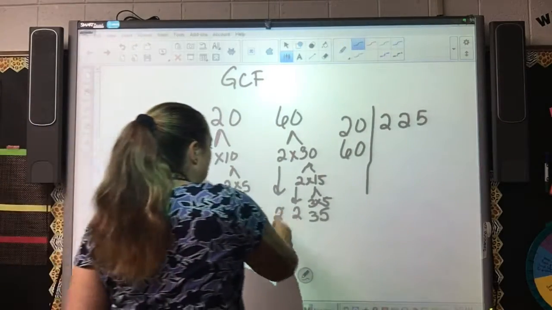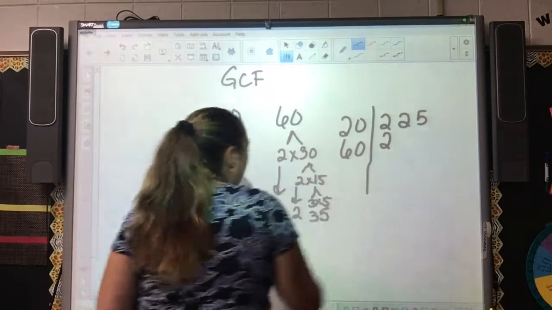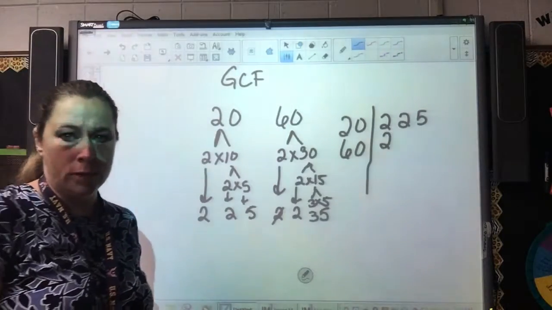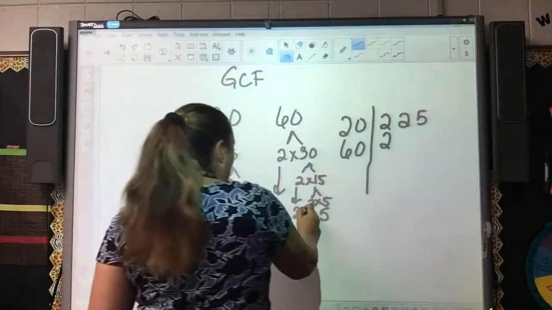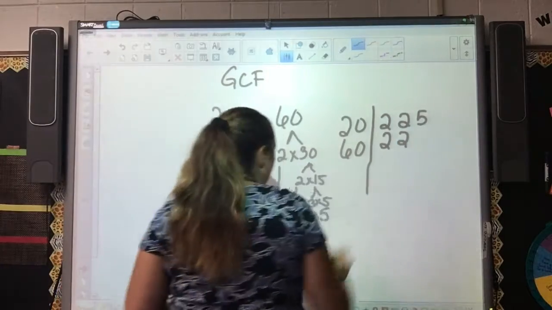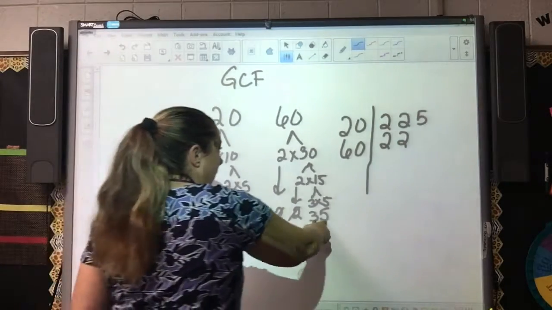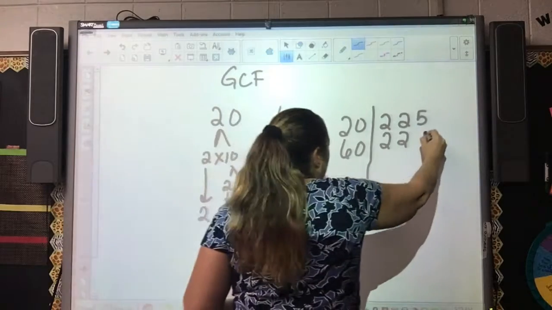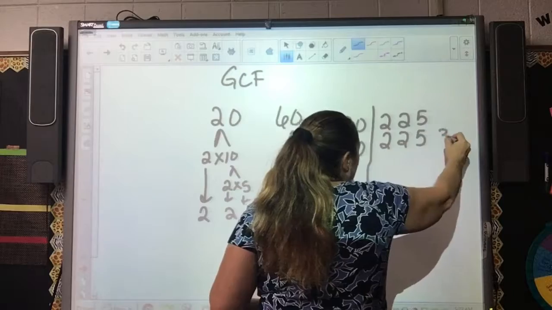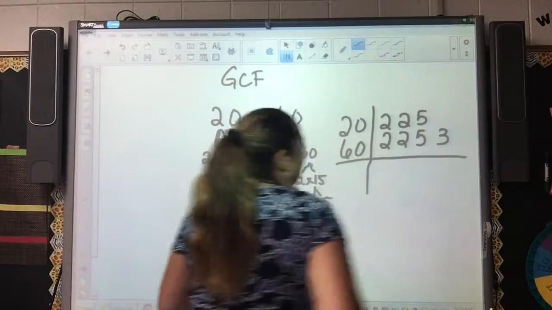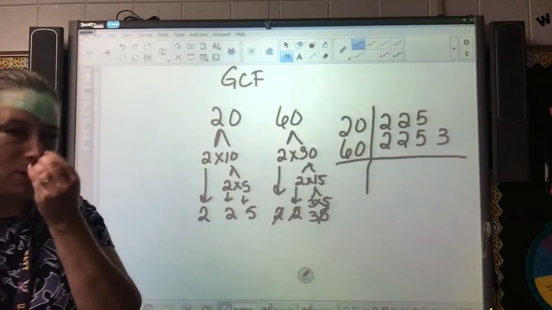So I have a 2. I'm going to put a 2. And I cross them off just so I remember that I've already used them. It's just a way to double check, make sure I've used all the factors. I've got another 2. Write down the other 2. I see I've got a 5 and I got a 5 up there, so I'm going to match those up. And then I have this 3 left over and there's no 3, so this gets written to the side. Okay? Draw your line just like you're adding and subtracting.